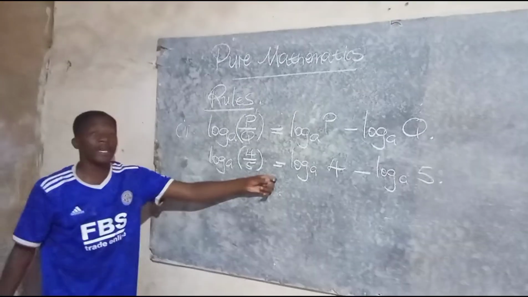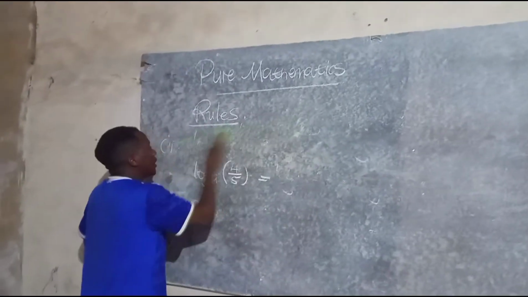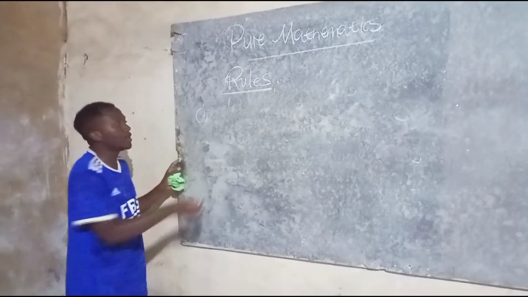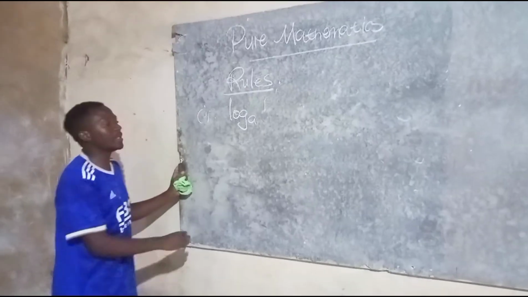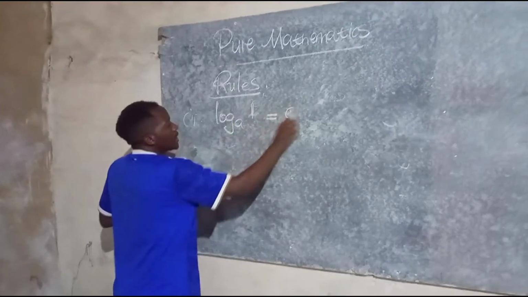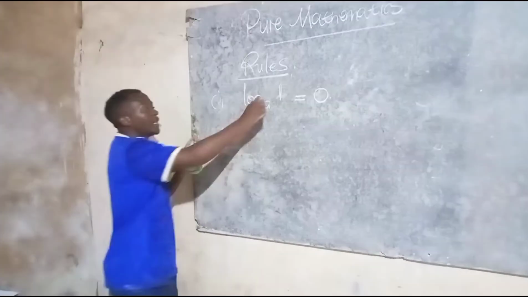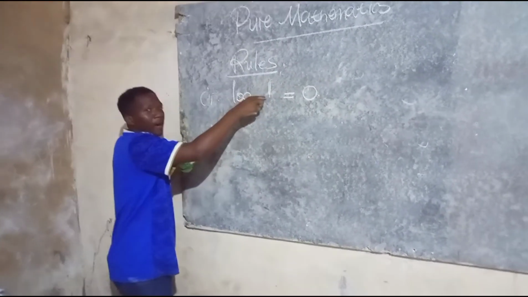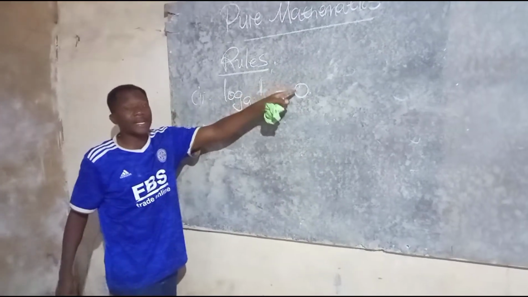So this is the second rule. Then maybe the third rule talks about the log to the base a of 1. Log of 1 is always assumed to be 0. This is because we always believe a number raised to the power 0 is 1, so the log of 1 is always 0.